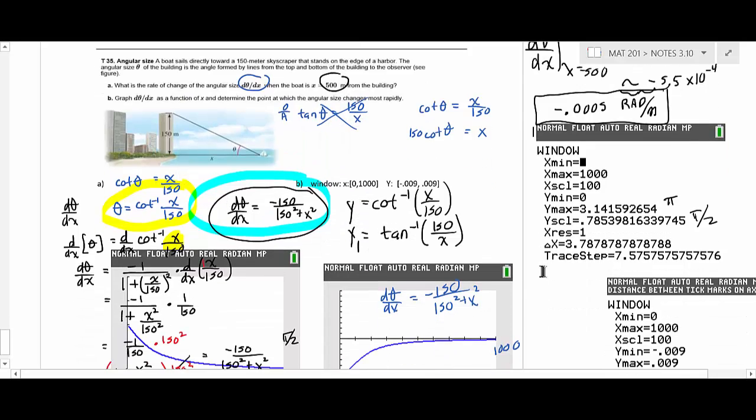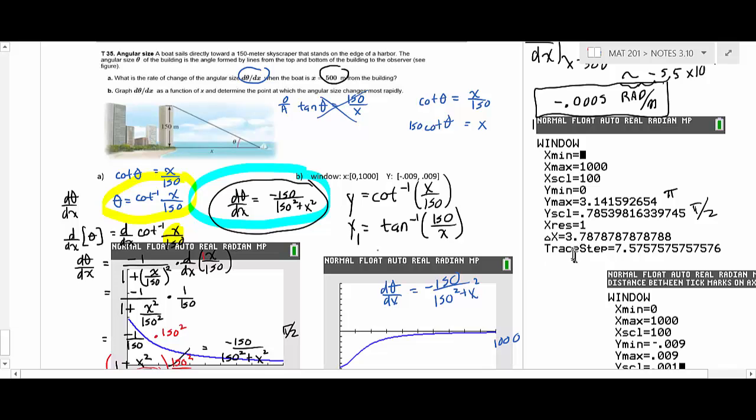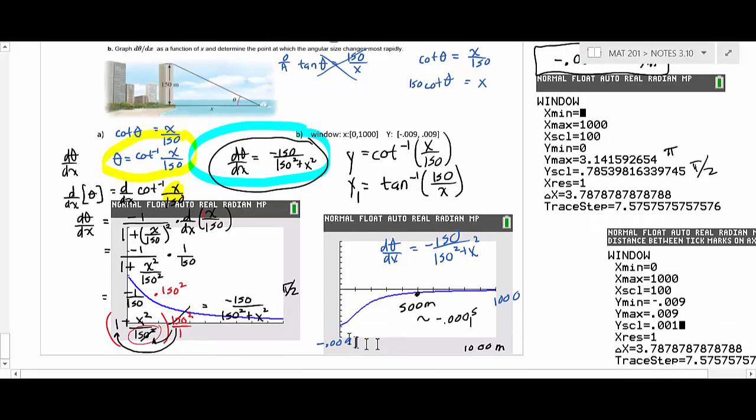Okay, and if you look at your graph, that's really what that's saying. If you look at 500 right here, at 500 meters, that rate of change is about negative 0.0005 radians per meter. That's what helped me come up with that viewing window as I calculated that out. Okay, does that make sense? That's kind of a good thing.